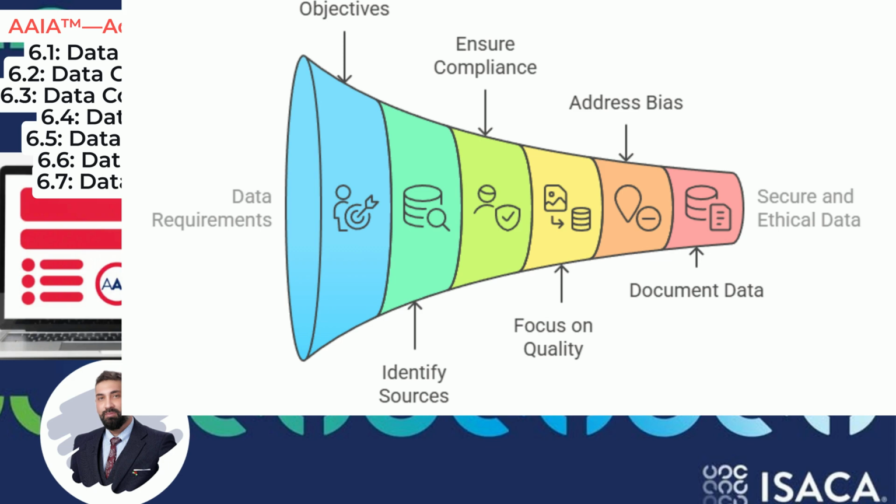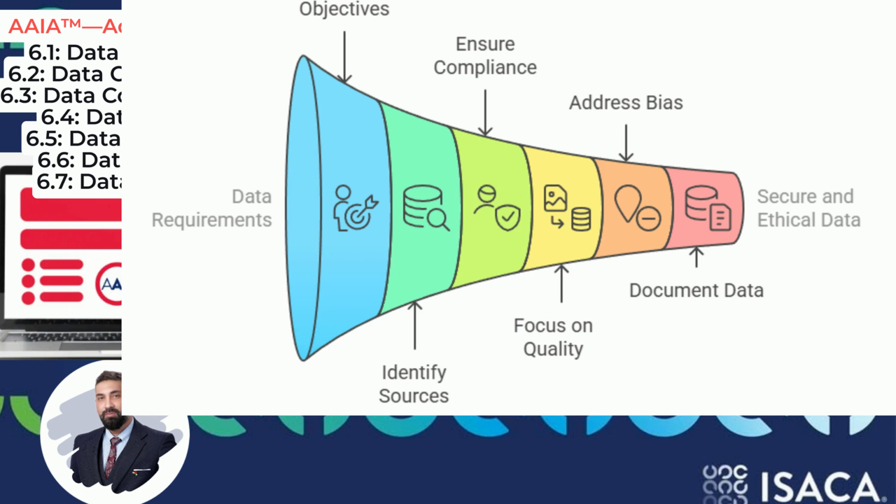Focus on data quality and relevance. It's not just about quantity. The quality and relevance of the data are paramount. Ensure the data is accurate, current, and directly pertinent to the problem the AI aims to solve. Address potential bias from the outset. Proactively think about and address potential sources of bias during data collection.